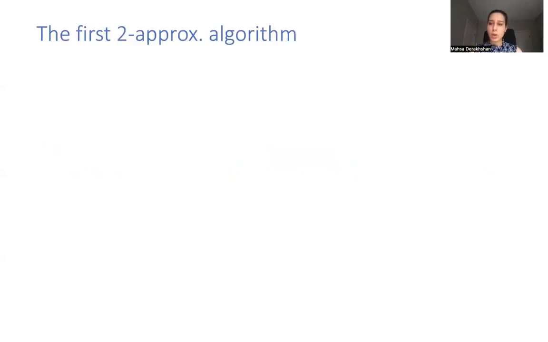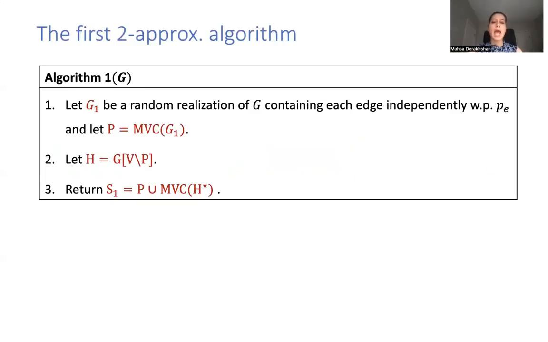In the first algorithm, we start by taking a random realization of G, which contains each edge independently with probability p_e. So G1 is from the same distribution as G star, because both of them include each edge independently with probability p_e. Then we take a minimum vertex cover of this graph, which we represent by P, and we commit all the vertices of P to the final minimum vertex cover, which means you don't have to query any edge that has an endpoint here because you will cover it anyway.